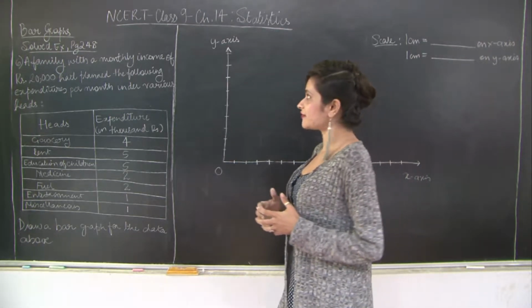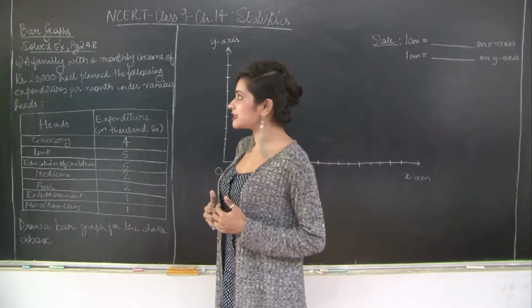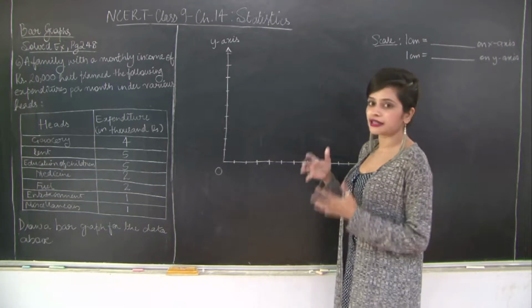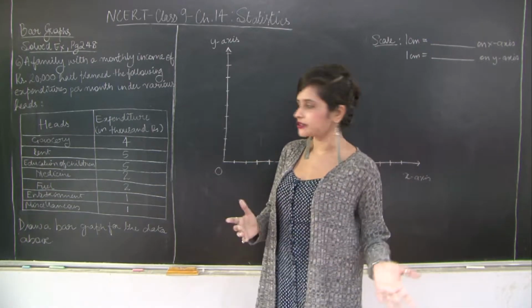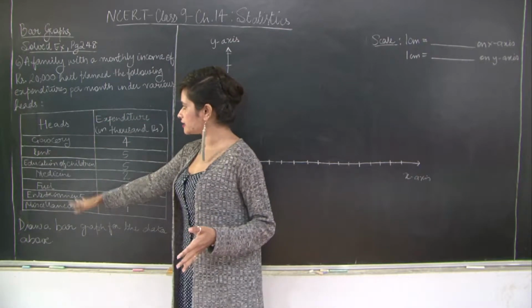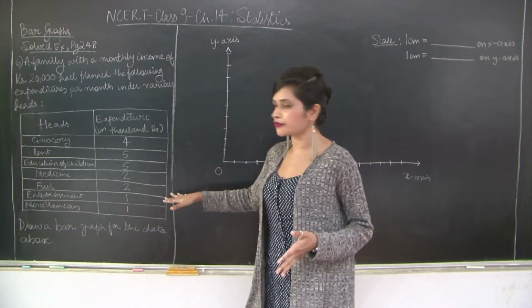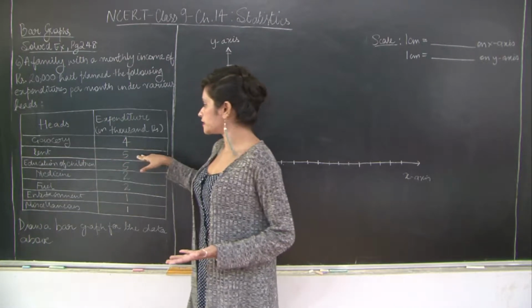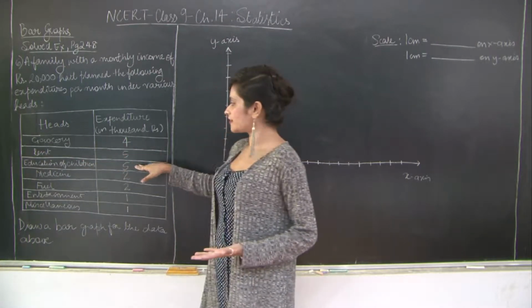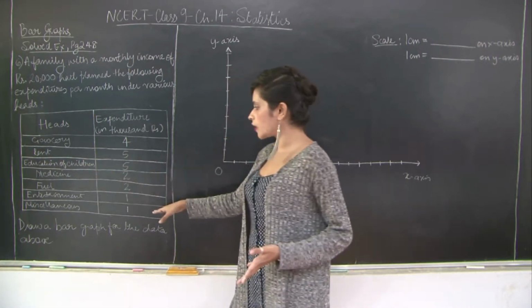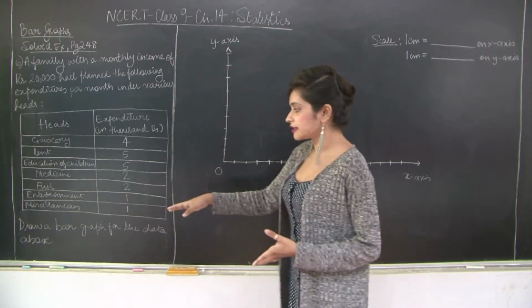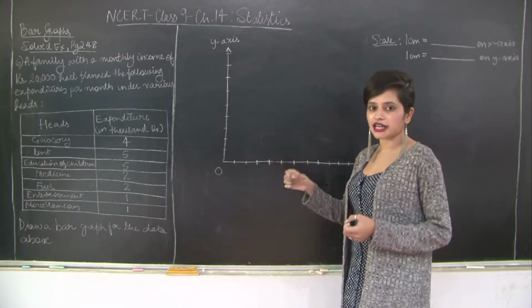It states that a family with a monthly income of rupees 20,000 had planned the following expenditures per month under the various heads. So heads is nothing but categories. So these are the different categories and the expenditure in thousands of rupees. So they plan to spend rupees 4,000 on grocery, rupees 5,000 on rent, rupees 5,000 on education of children, and so on until 1,000 on miscellaneous. Now using this, we need to draw a bar graph for the data above.